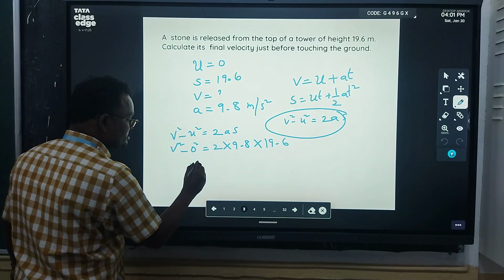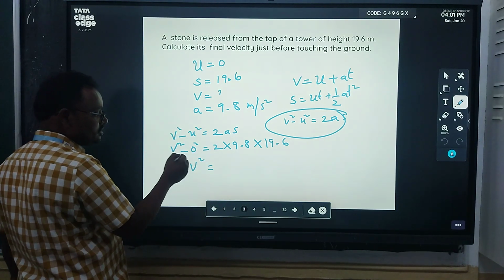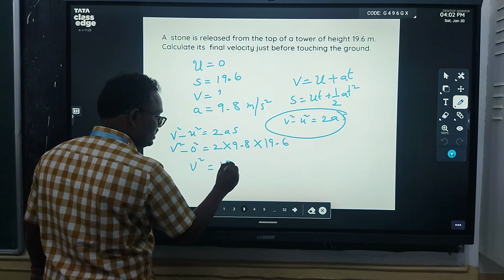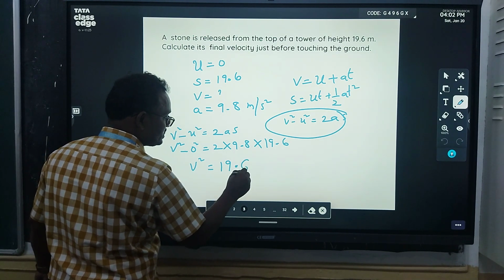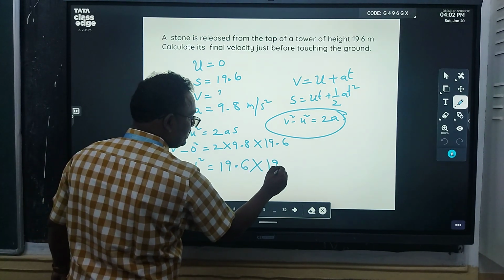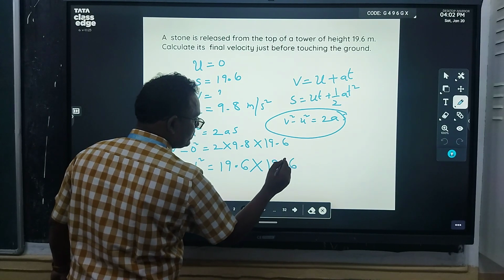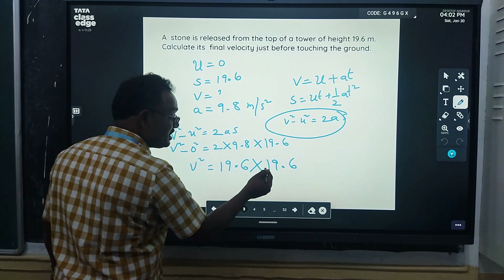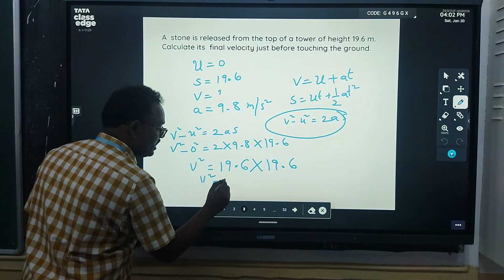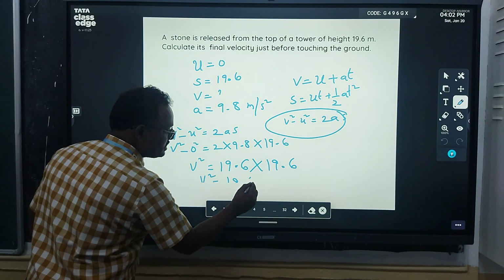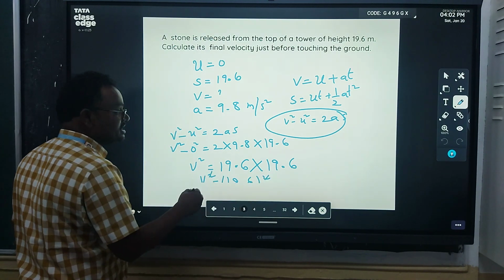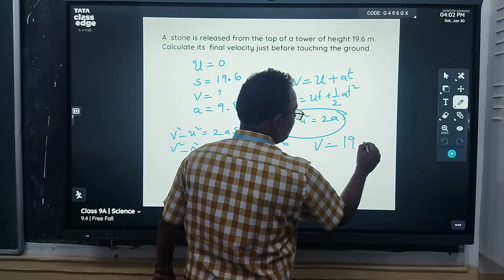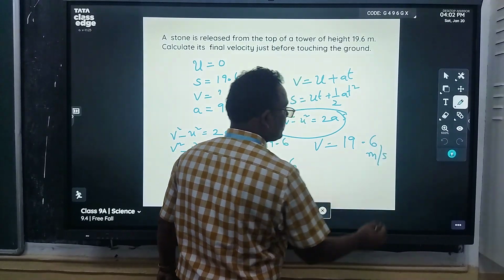That is it. v square is equal to, here 0 square is equal to 0, 2 into 9.8, this also becomes 19.6, into 19.6. So v square is equal to 19.6 into 19.6, which is nothing but 19.6 square. So the square will be cancelled. Find the velocity of the body: v is equal to 19.6 meter per second before touching the ground.